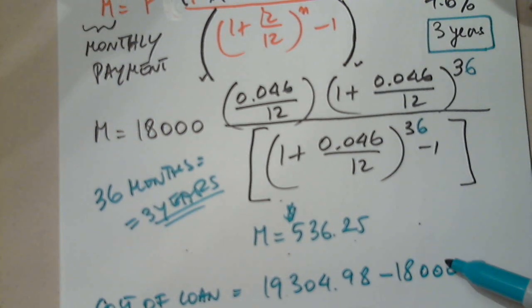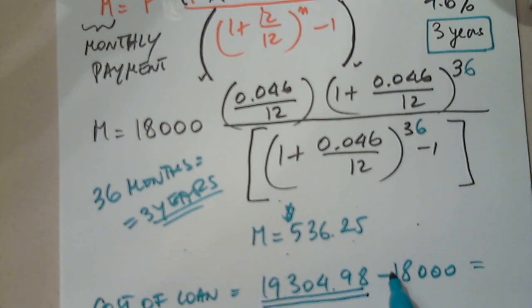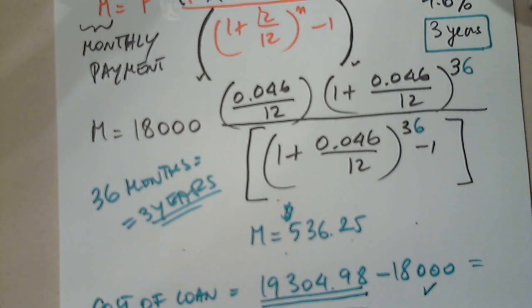So we're borrowing 18,000, but we have to return the 18,000 plus the interest. So we are returning 19,304.98 but we borrowed 18,000. And this is the cost of the loan. How much? $1,304.98.